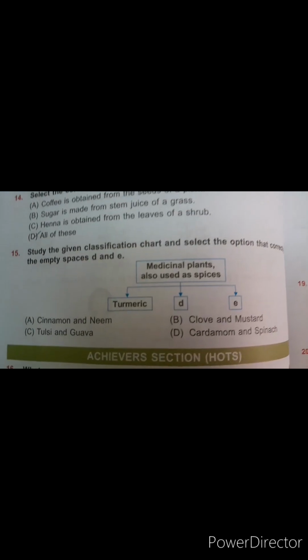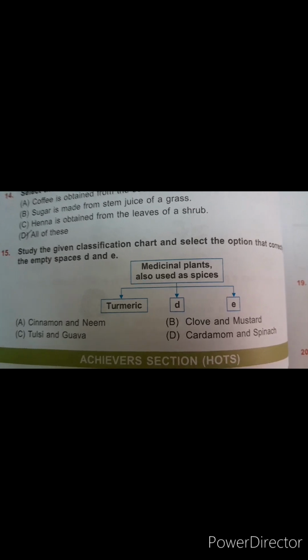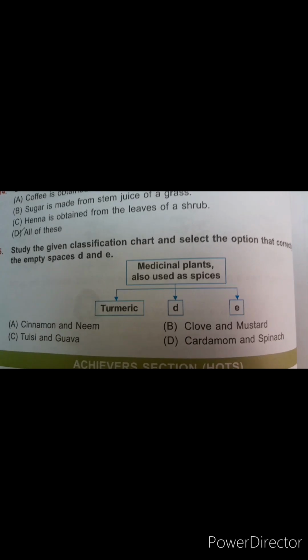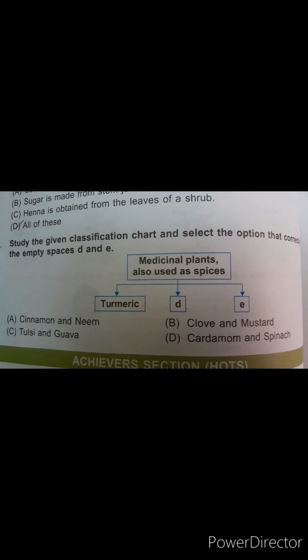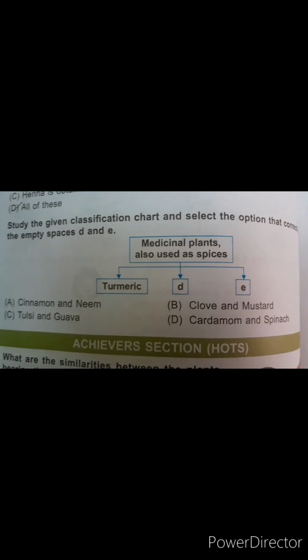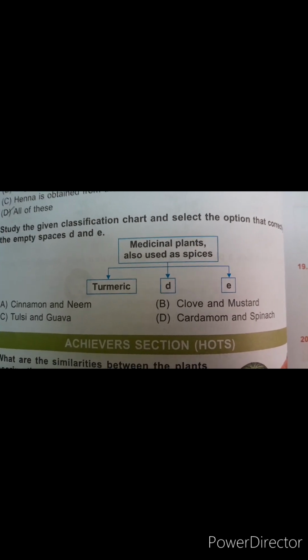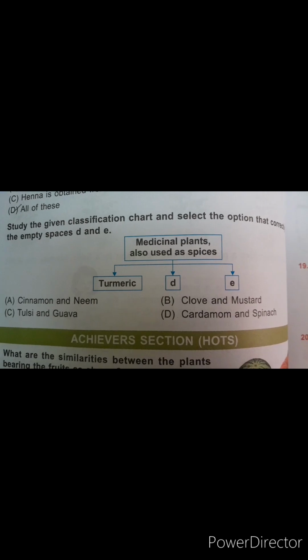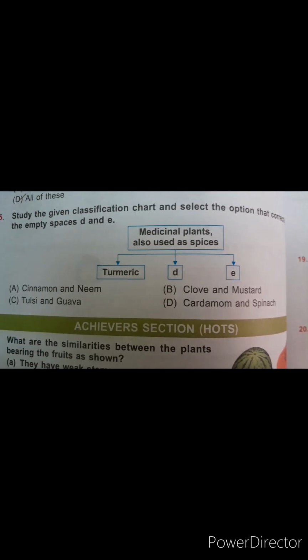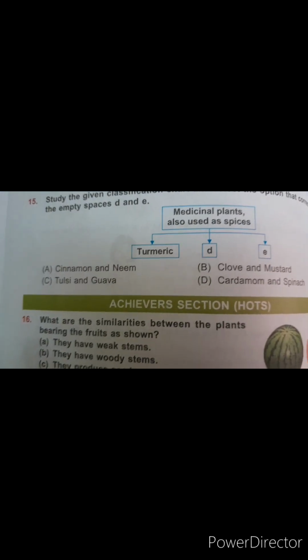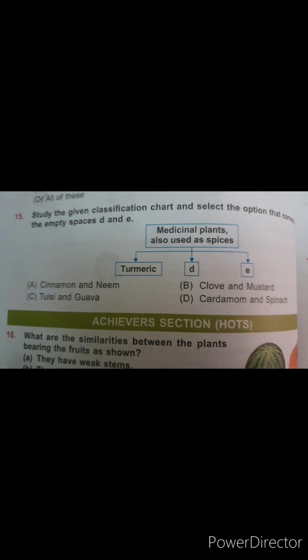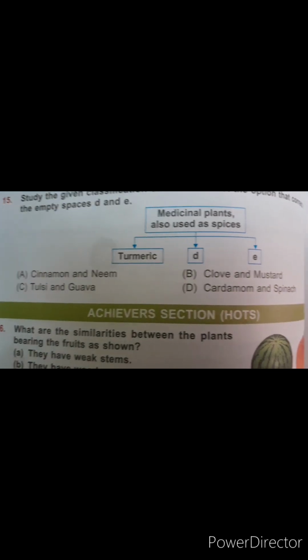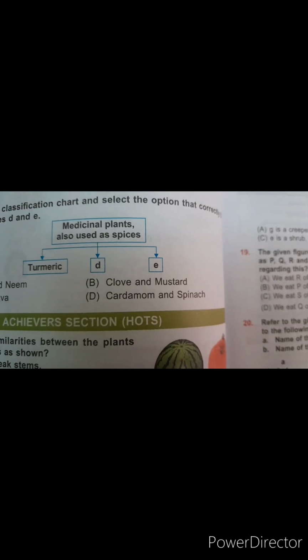15th question. Study the given classification chart and select the option that connects the empty spaces D and E. Now we are looking at the chart. Medicinal plants also used as spices. Turmeric and options D and E. Now we are looking at the options. A. Cinnamon and neem. B. Clove and mustard. C. Tulsi and guava. D. Cardamom and spinach.